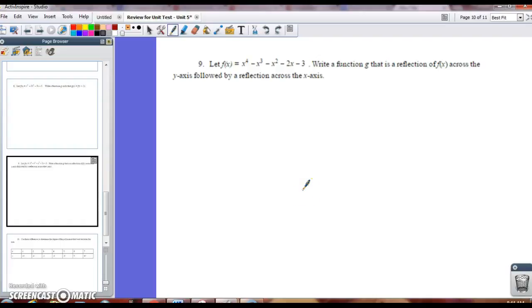Hi everyone, we're going to finish up our review for the unit test we didn't get to complete in class yesterday. We just had a couple more problems to go through. So we'll start off with problem number 9.